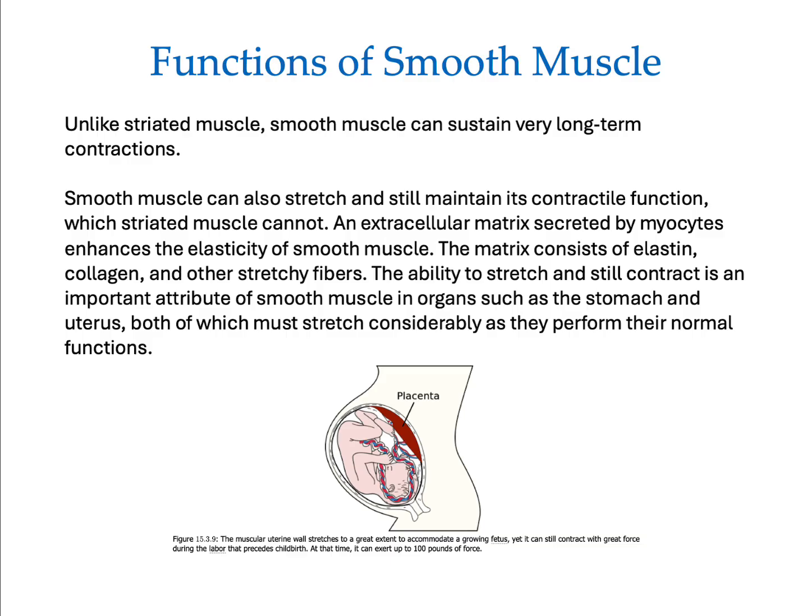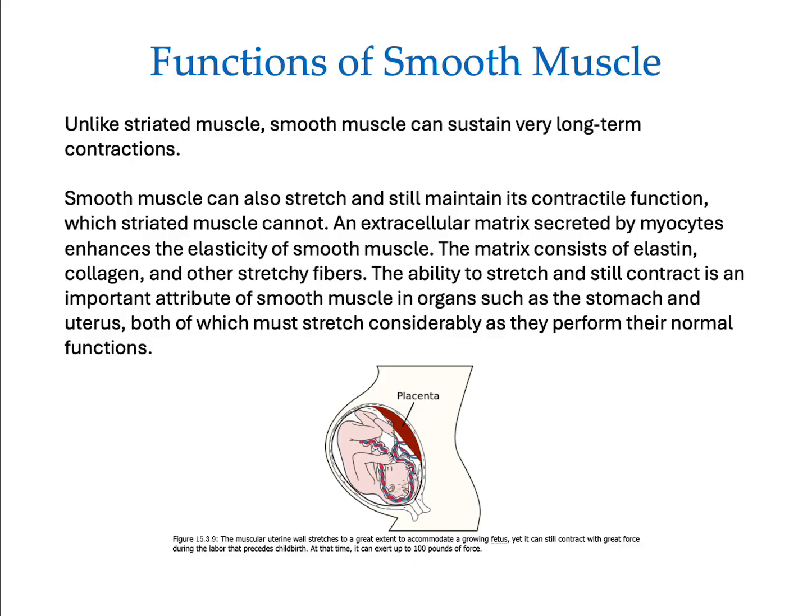Functions of smooth muscle. Unlike striated muscle, smooth muscle can sustain very long contractions. Smooth muscle can also stretch and still maintain its contractile function, which striated muscle cannot, beyond a certain point. It doesn't stretch as much as a smooth muscle would. An extracellular matrix secreted by myocytes enhances the elasticity of smooth muscles. The matrix consists of elastin, collagen, and other stretchy fibers.